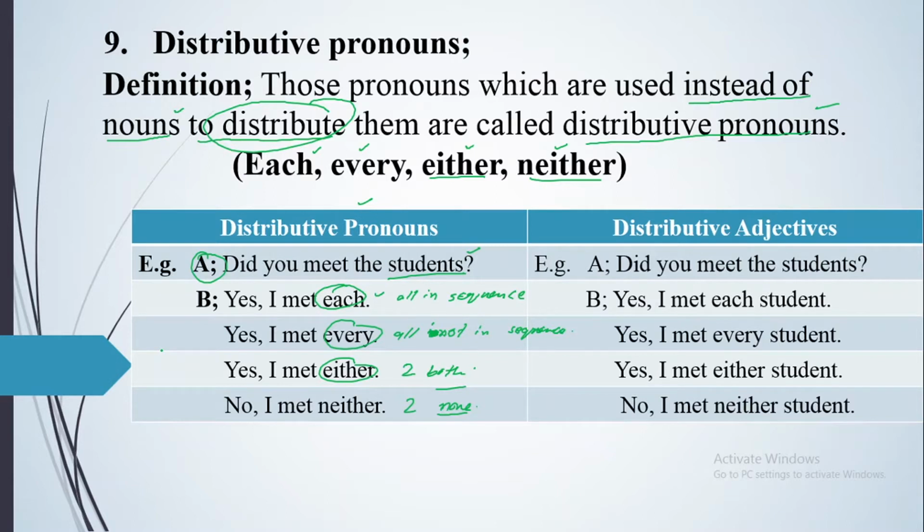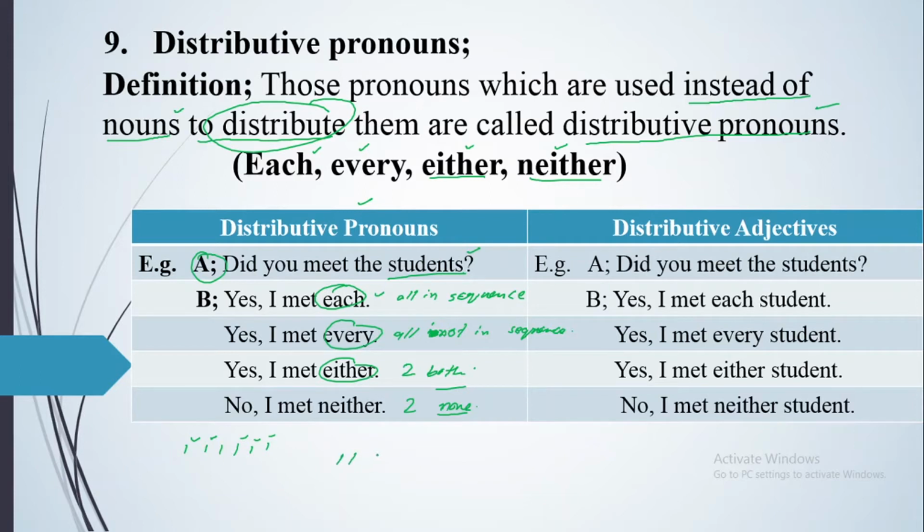If I say I met each, there were many. I met them in a sequence: number one, number two, number three, number four. And every means all, but not in sequence. Whomever I saw, like a sudden test is taken by the teacher. He asked anyone. He has doubt. Then he asked every. Every means not in sequence. For example, these are the number of students. Sometimes you are asking him, then this one, then this one, and then this one. But over there you have got the sequence.